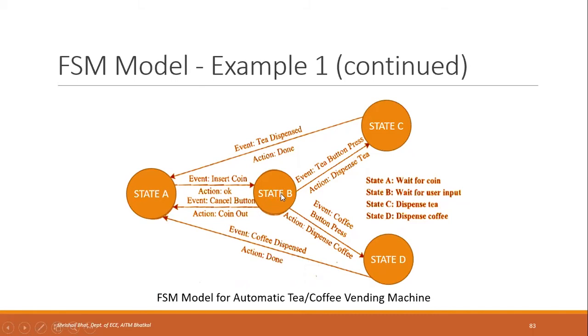But suppose when it is waiting for the user input, the user presses the cancel button. Then it will go back to the wait for coin state, and the action done is that it has to give back the coin. If the user presses the cancel button, the coin has to be returned to the user and it goes back to state A. So this is the way you can have an FSM model for an automatic tea coffee vending machine, keeping in mind the four states: wait for coin, wait for user input, dispense tea and dispense coffee. Depending on certain events that occur in each state, the state transition happens and certain actions are done. It's a very simple model for these kinds of applications.